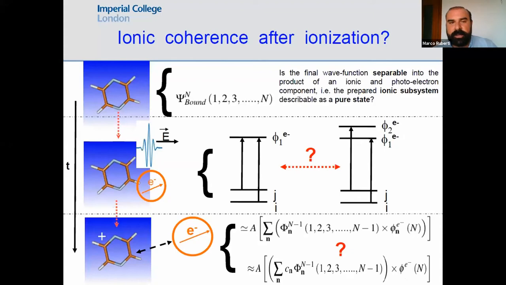So we start from a neutral molecule in its ground state, and then when we ionize it, of course, the photoelectron leaves the molecular region, and we suddenly have two subsystems, a parent ion and a photoelectron. And if the photoelectron has been emitted in the same continuum for different cationic states, then this leads to a possible factorization of the full wave function of the N electrons into an ionic part times an electron part. And this is what we call coherence.